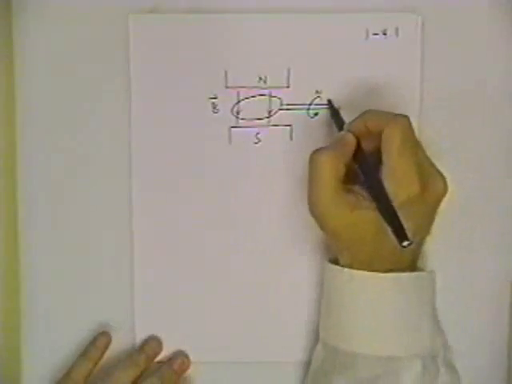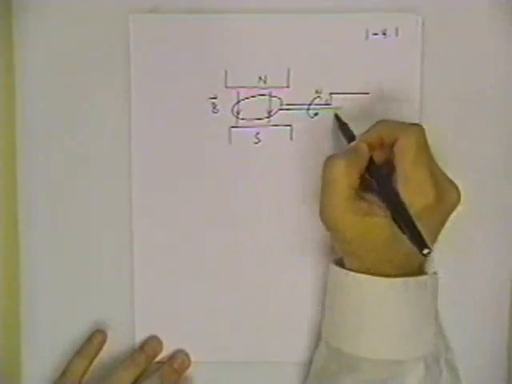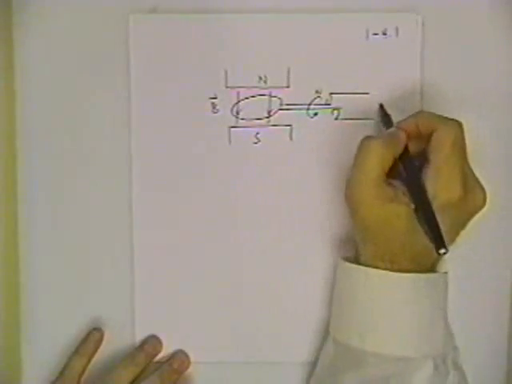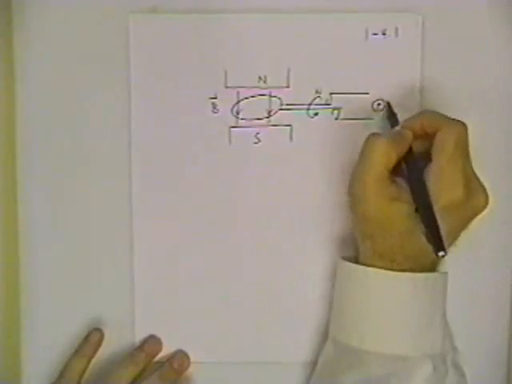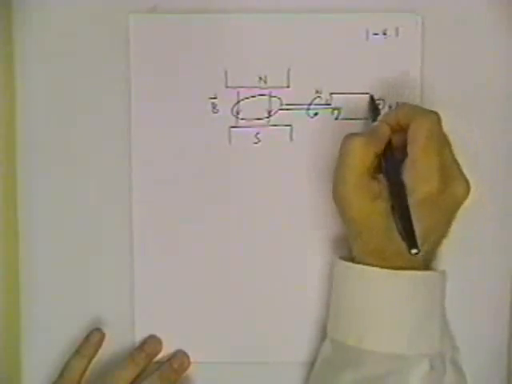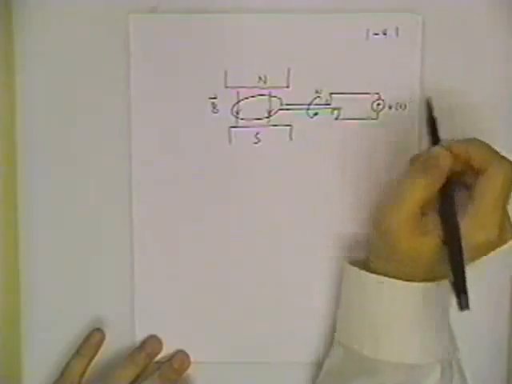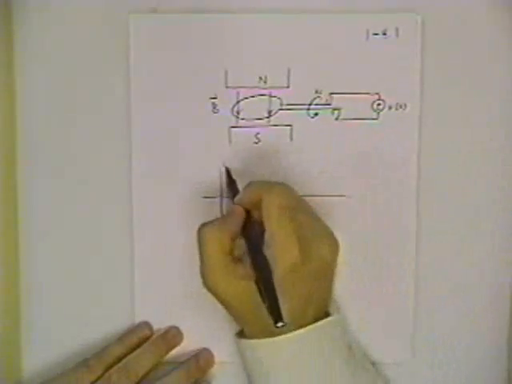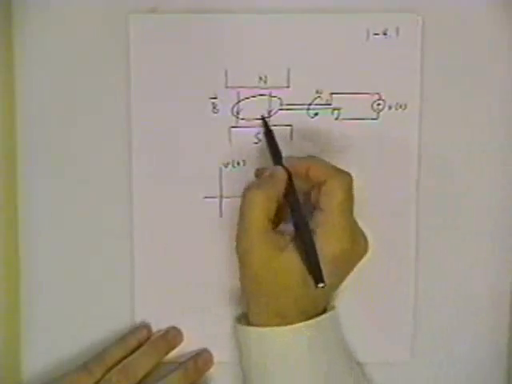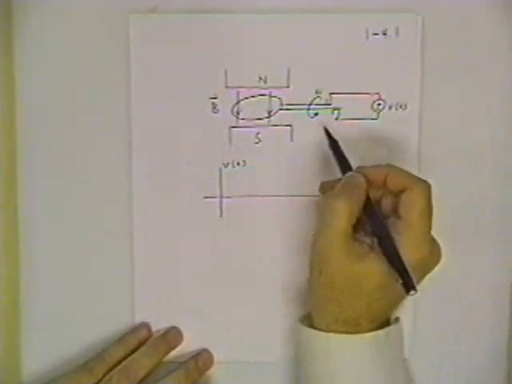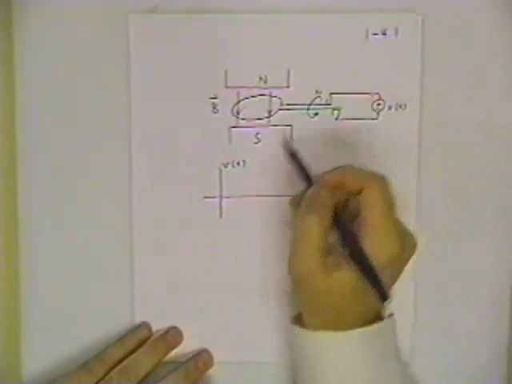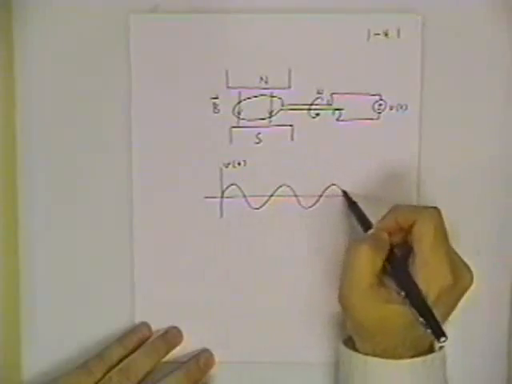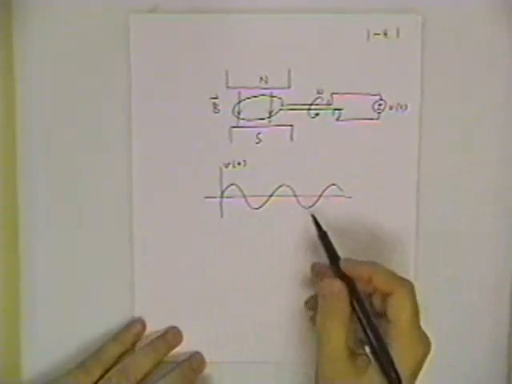So by setting up some brush contacts here, we can get a voltage that varies with time. And in fact, that voltage variation with time is going to be exactly proportional to the cross-sectional area as a function of time. And if we're rotating the coil of wire at a frequency omega, what we get is a sinusoidal voltage that also has a frequency omega.